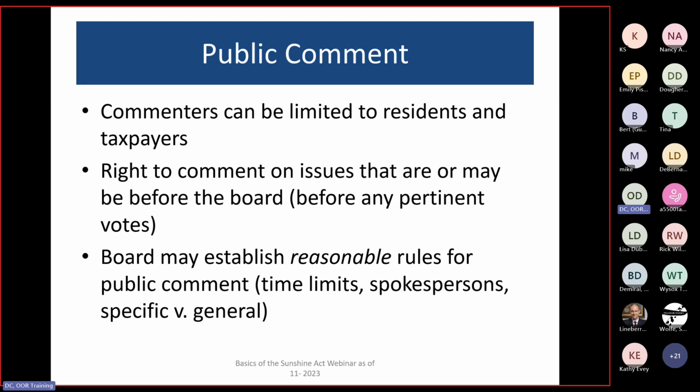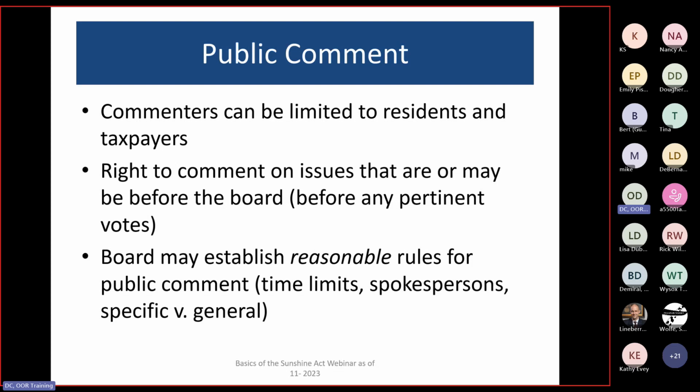Commenters can be limited to residents and taxpayers. Someone comes in from out of town, they sign up for public comment, you can say, no, I'm sorry, the law says we don't have to listen to you, so we're not going to allow you to make public comment. The public has the right to comment on issues that are or may be before the board prior to any pertinent vote taking place. Now, at issue is the fact that that word may is in there because that opens it up.